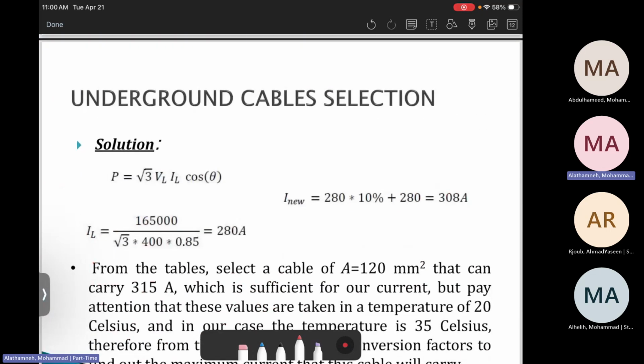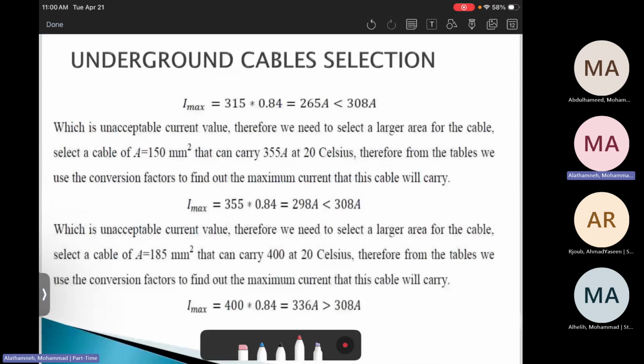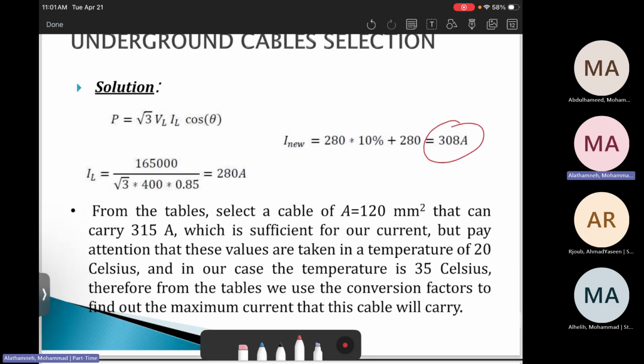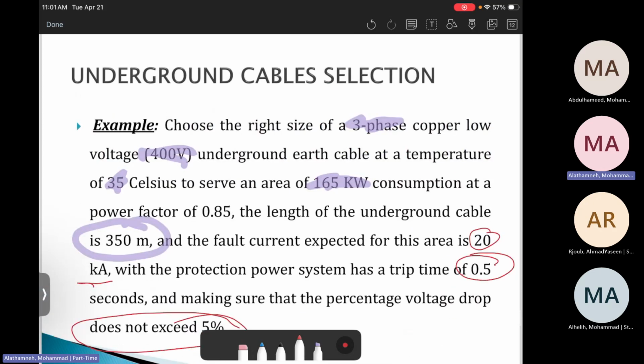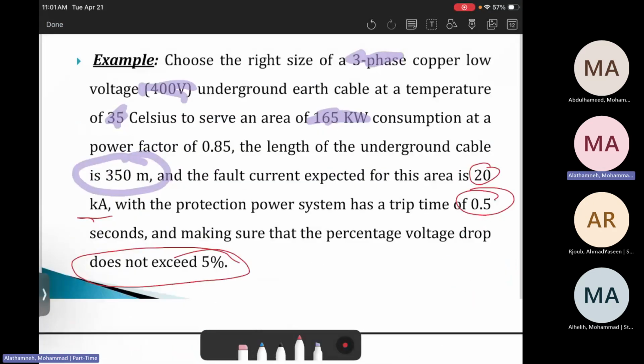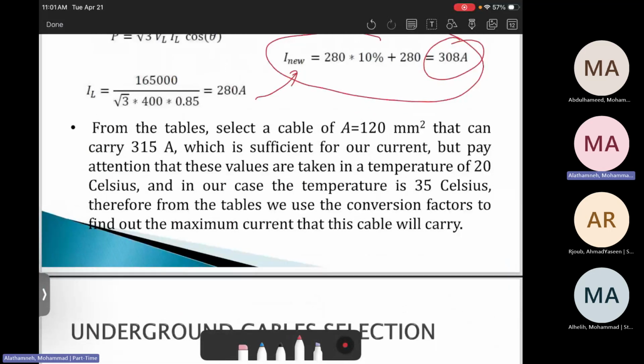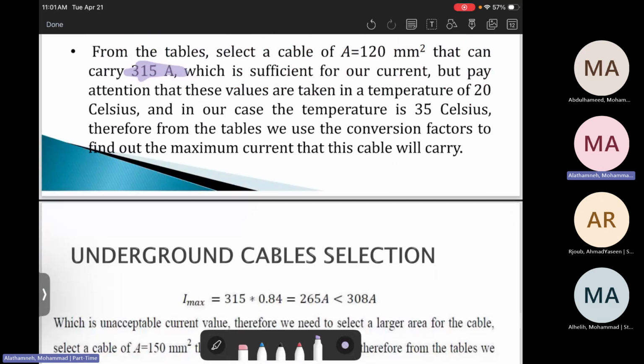The first thing, we will do the same analysis as what we did before, calculating the currents, then the Imax. After that, we can say that the current will be 308. Then, in order to calculate using the power, it will be 280. Then 280 with the 10% allowable, because the question says so. Then the next thing, we calculate the currents. So at the 120 millimeter square, it can carry a current of about 315. Then we need to make sure, is this sufficient with the same temperature?